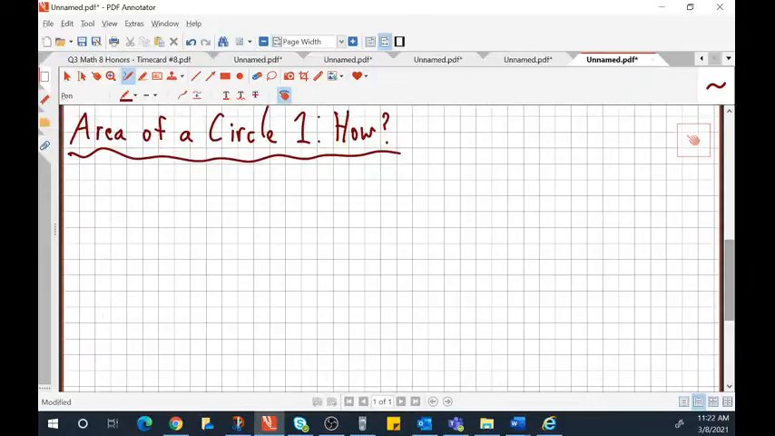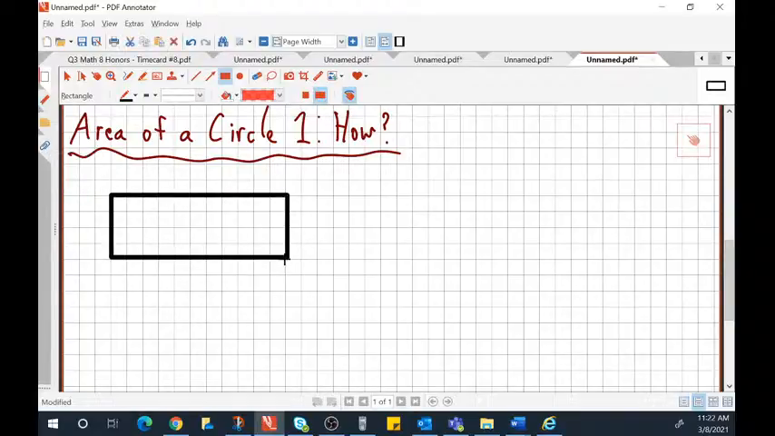Let's make sure you understand what I mean by area. Everybody draw a rectangle really quickly. I've just drawn a rectangle, and mine is 4, let's say, meters this way, and 11 meters this way.